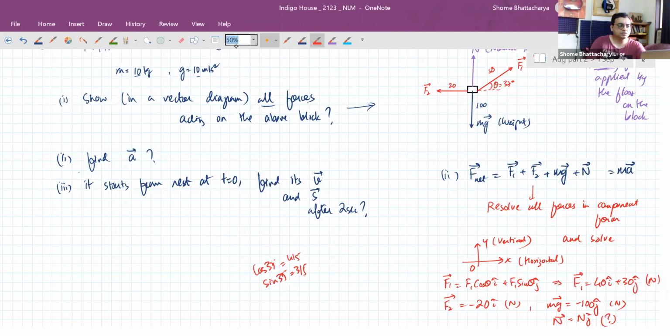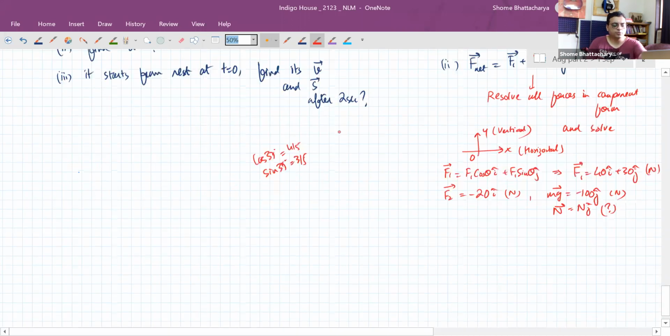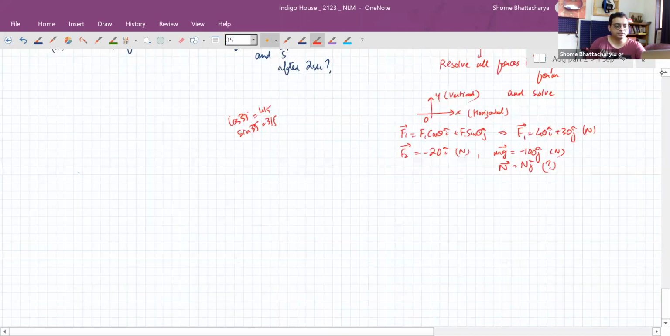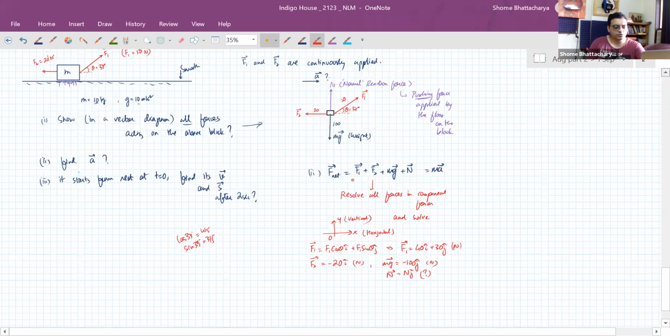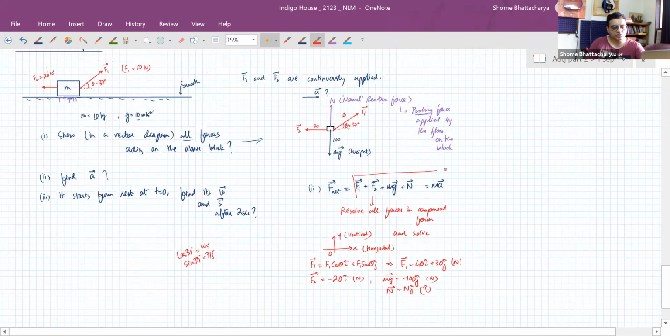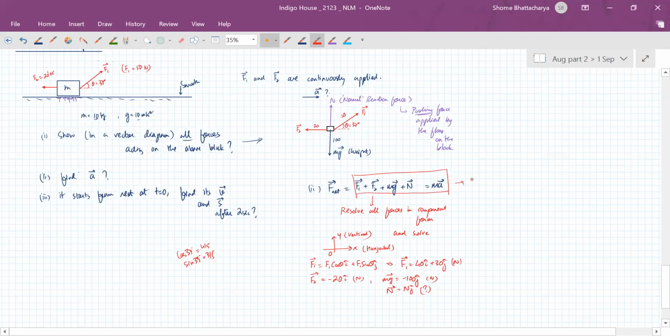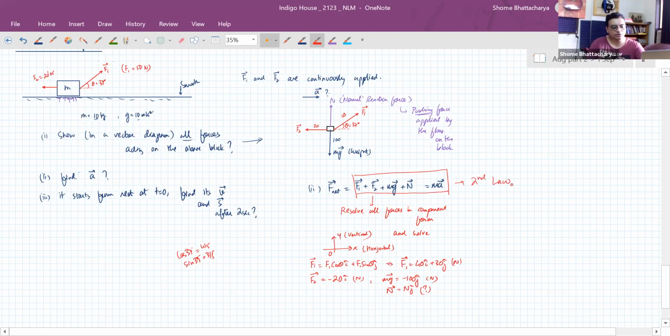So these things which you have written in component form for the four forces, now they need to be substituted in the statement of Newton's second law. So that will not only give us the acceleration, it will also give us the unknown quantity, which is normal reaction. Very good. So we'll be able to also calculate the normal reaction.